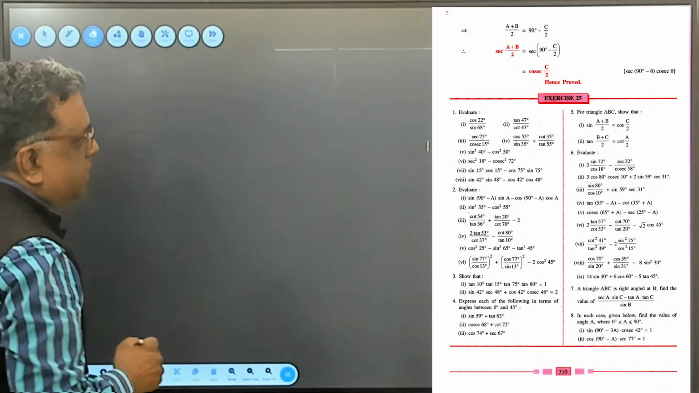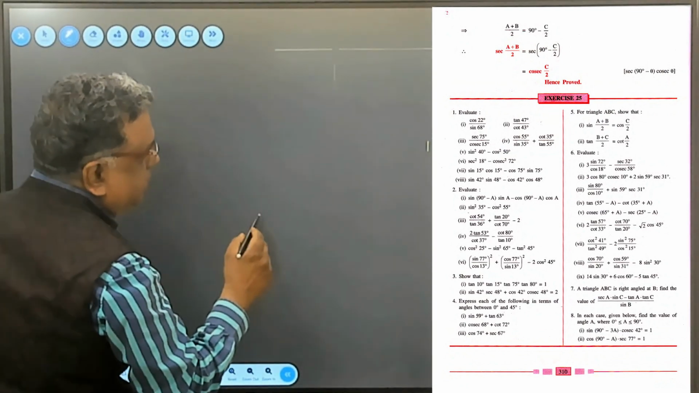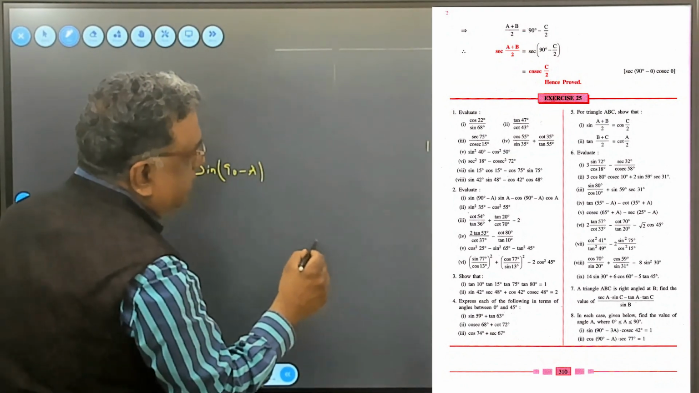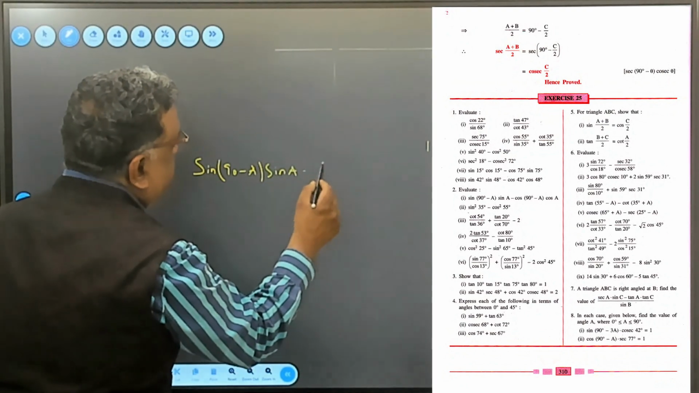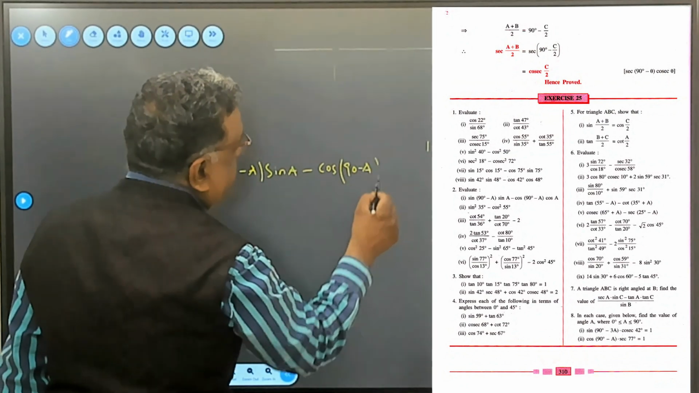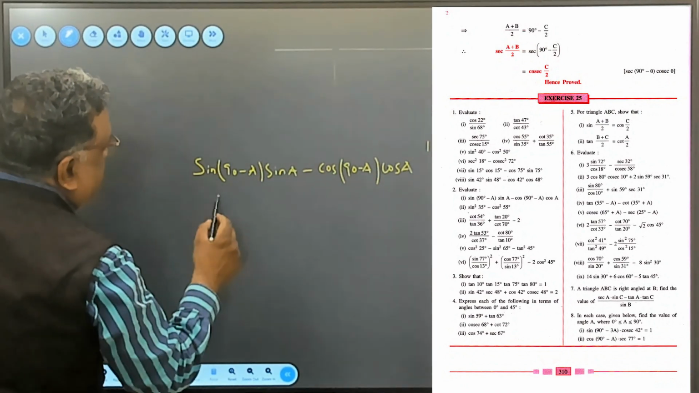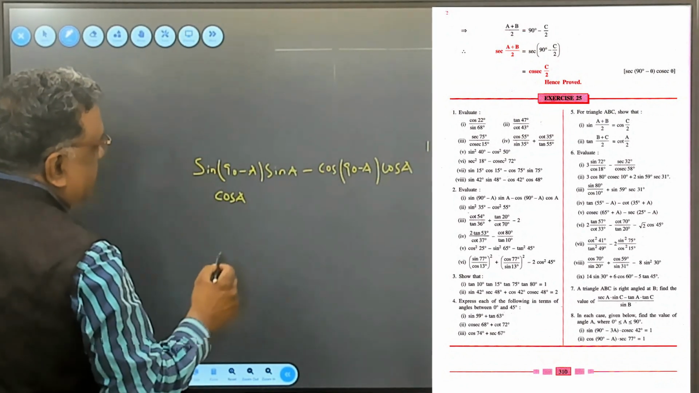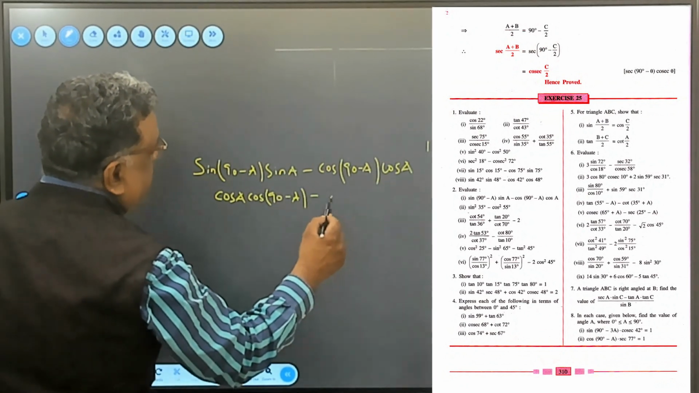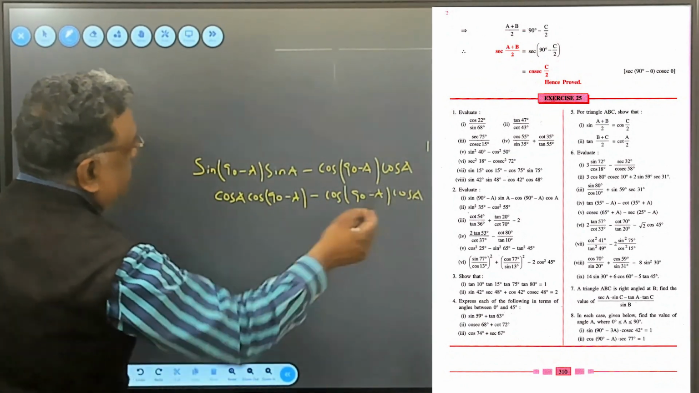Question number 2. You have to evaluate sine of 90 minus A into sine A minus cos of 90 minus A into cos A. Same thing. Sine 90 minus A, I can write it as cos A, complementary angle. And sine A, I can write it as cos 90 minus A. Yes or no? Here I will keep it same because they both will cancel out. So both will cancel each other out and 0.